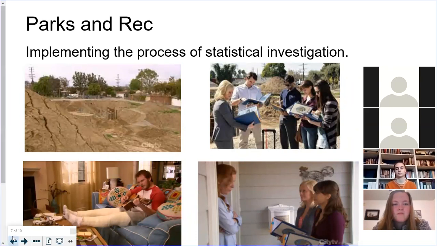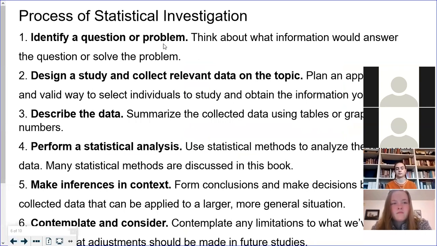If we go back to it, number one, identify the question or problem. Well, there's this pit and they're trying to turn it into a park. In order to do that, they need to get funding from the government. But to get funding, they have to get enough of the public to support the initiative. So they've got to go and collect data. The other interesting thing is they actually acknowledge that they try to manipulate people into favoring the park. We'll talk about that again in a different lesson, but you'll see that if you watch it.